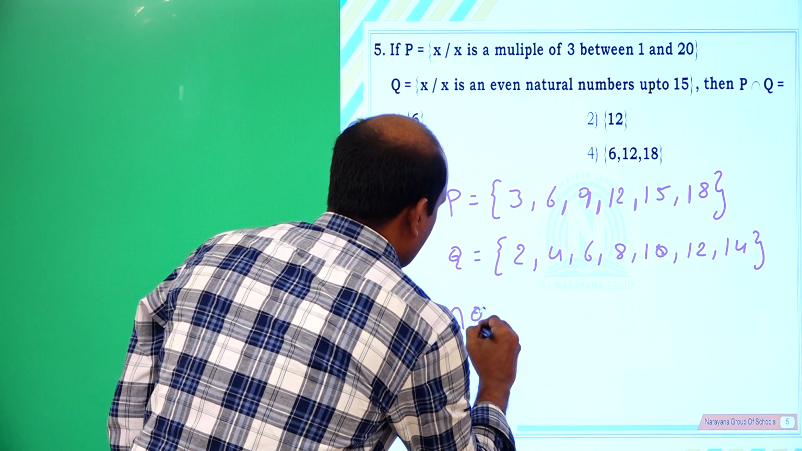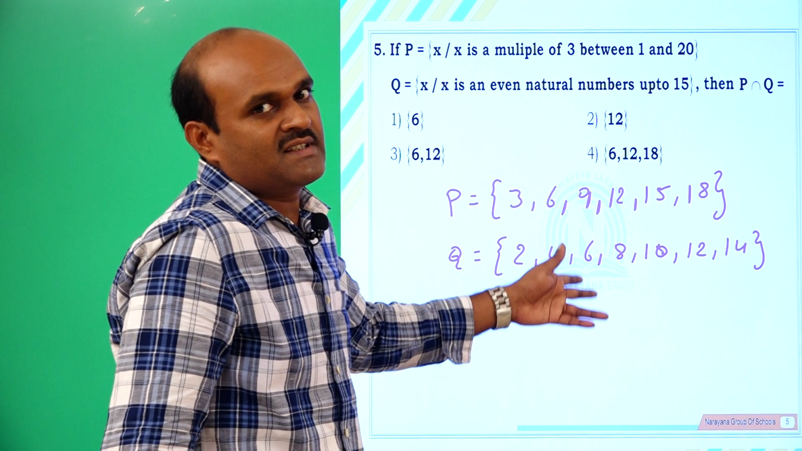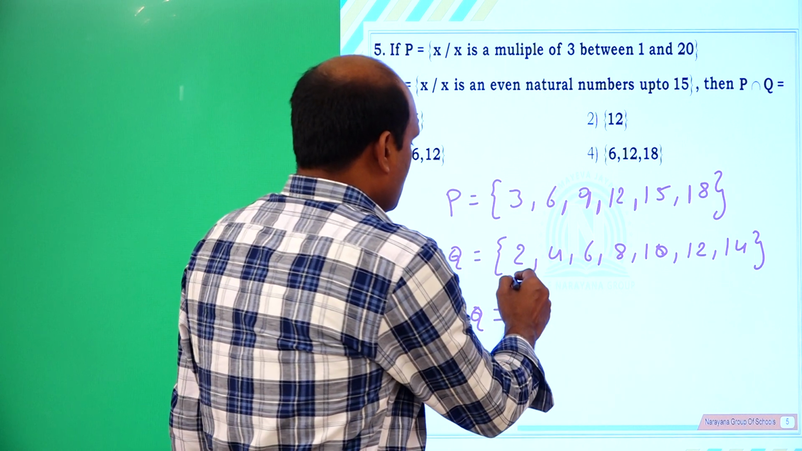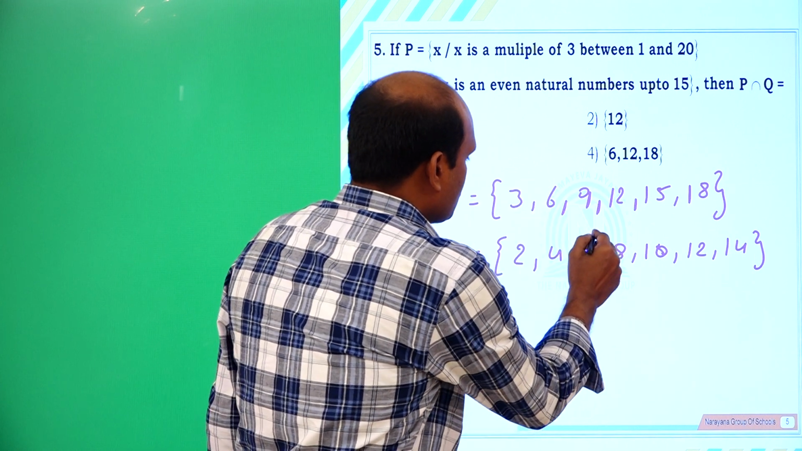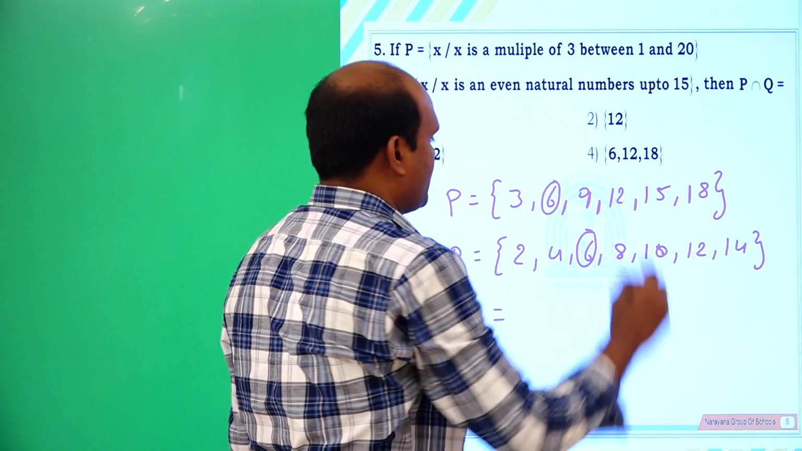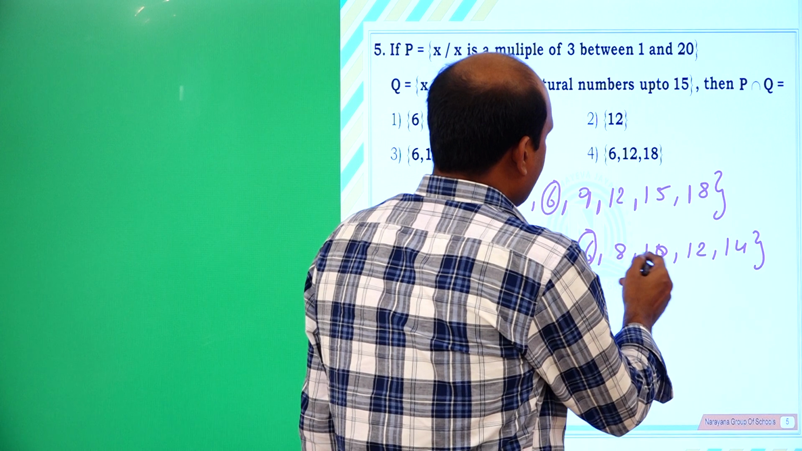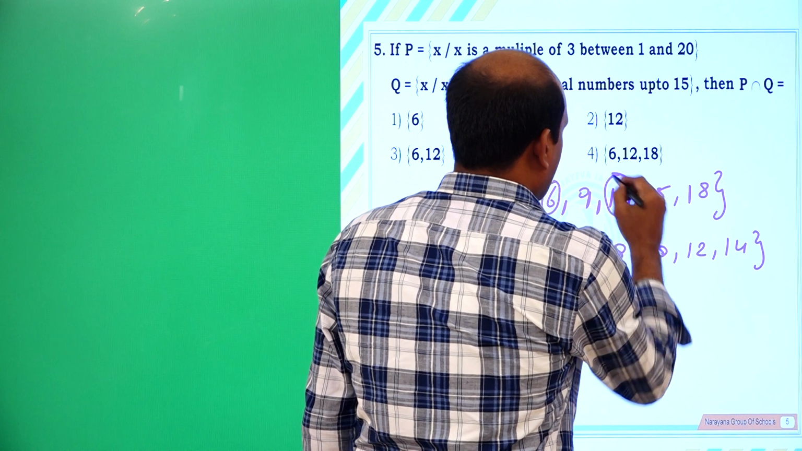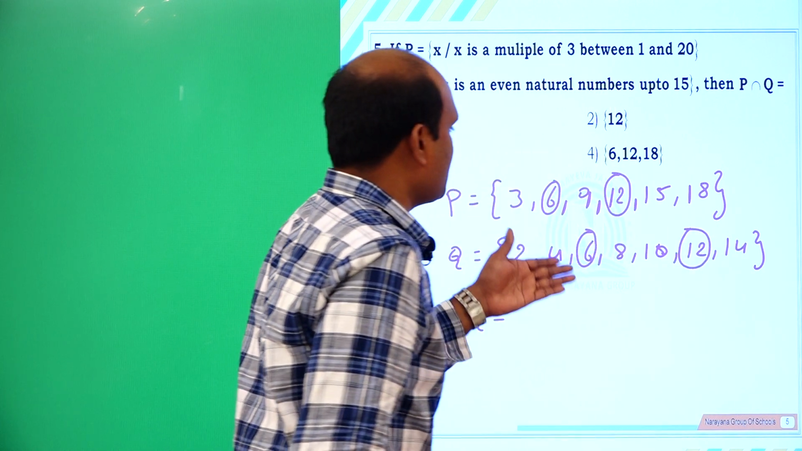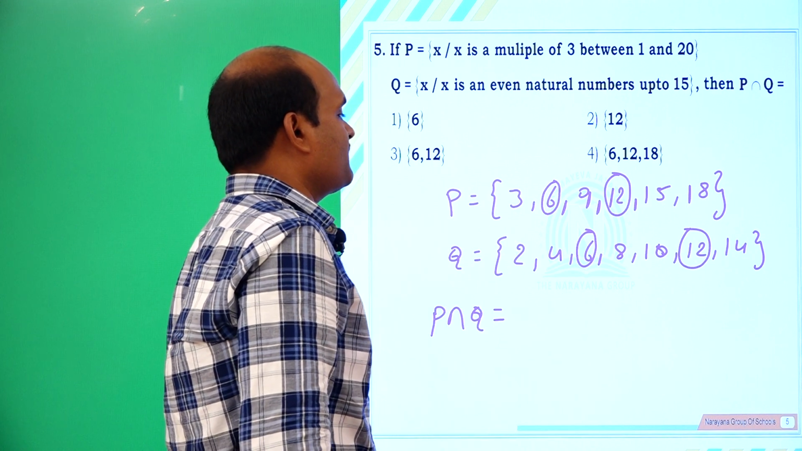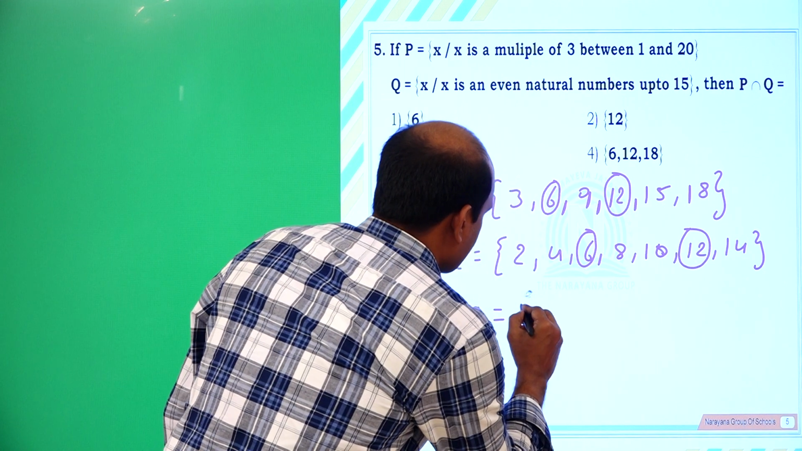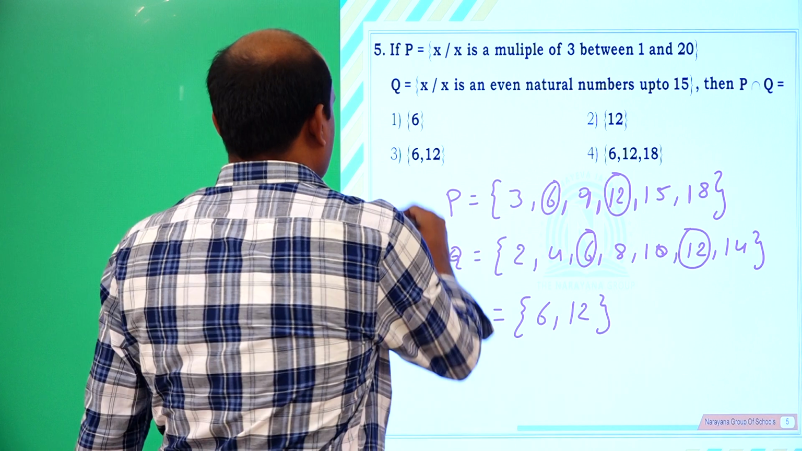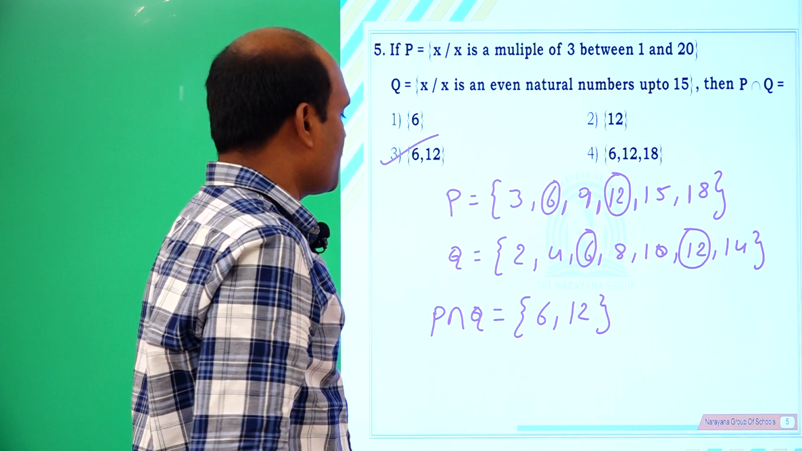P intersection Q. Intersection means common elements in both the sets, P and Q. Here 2 is not there, 4 is not there. So 6 is a common element of both the sets. Next 8 is not there, 10 is not there, 12 is there. So 6, 12 are the common elements of both the sets. So P intersection Q is equal to 6, 12. So the correct option is 6, 12.